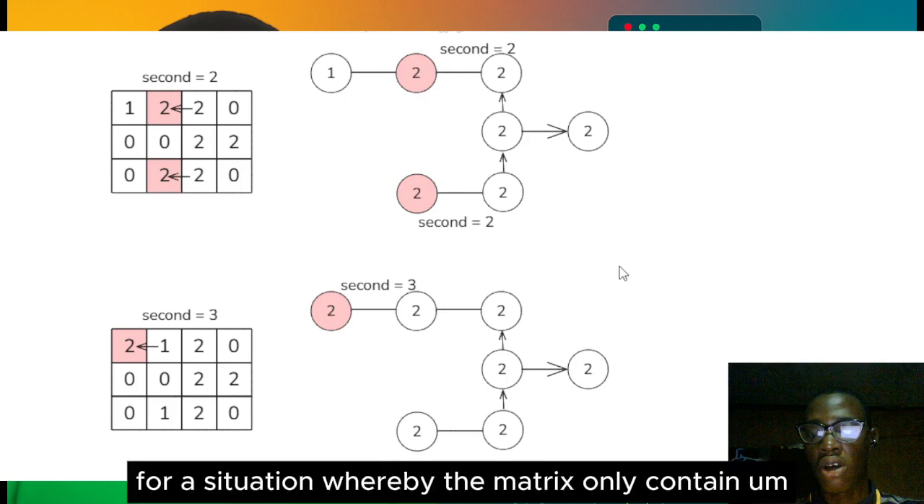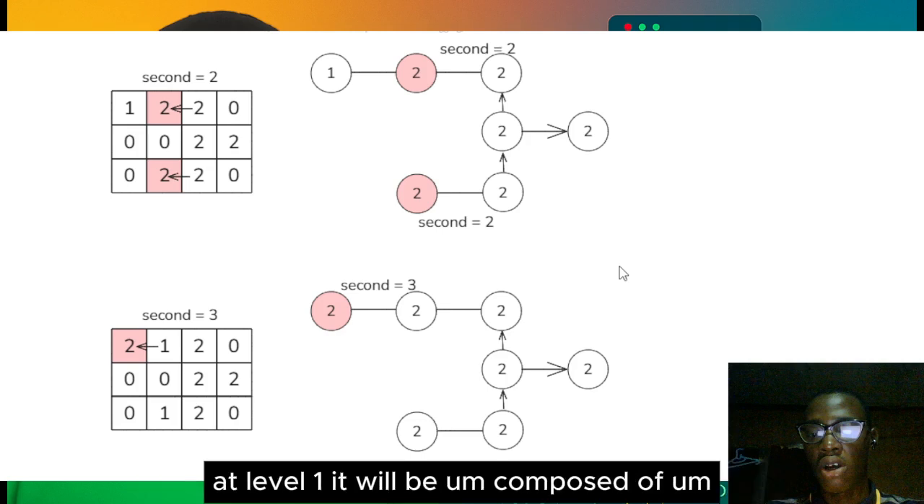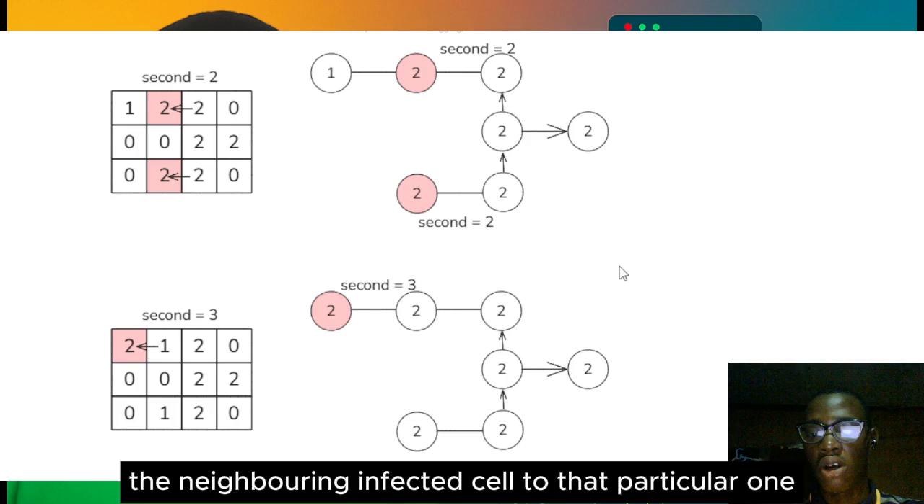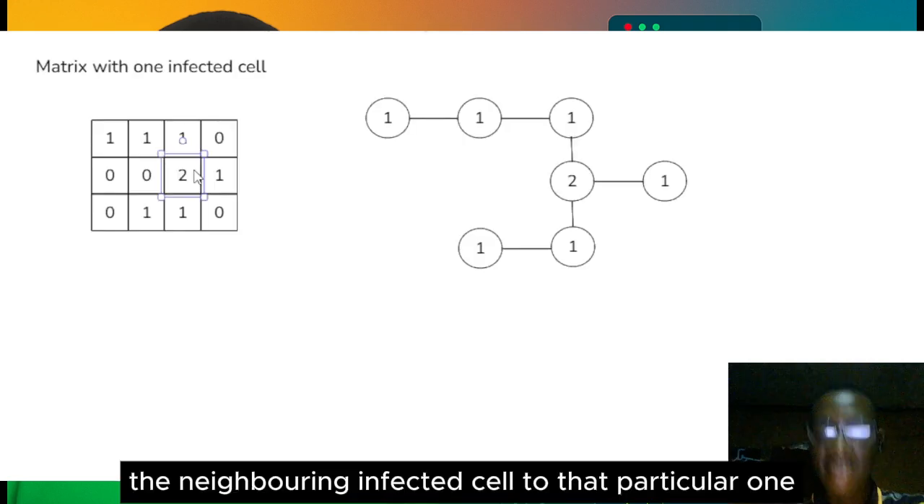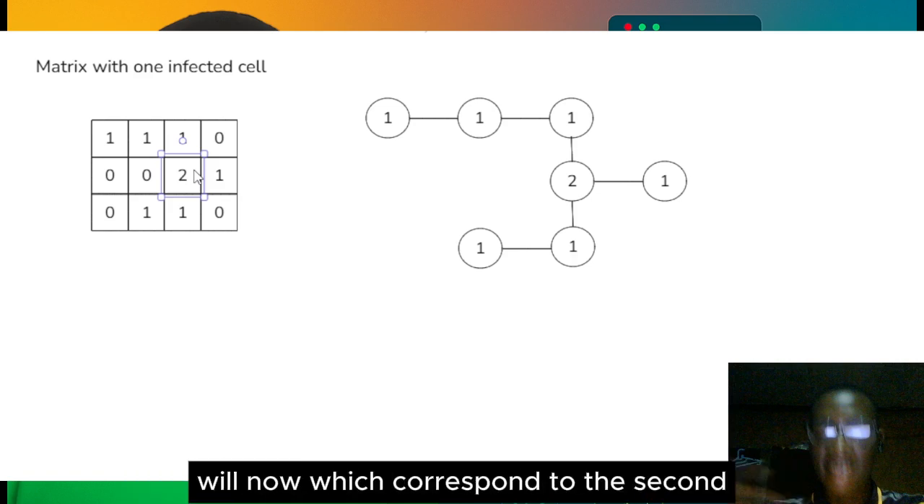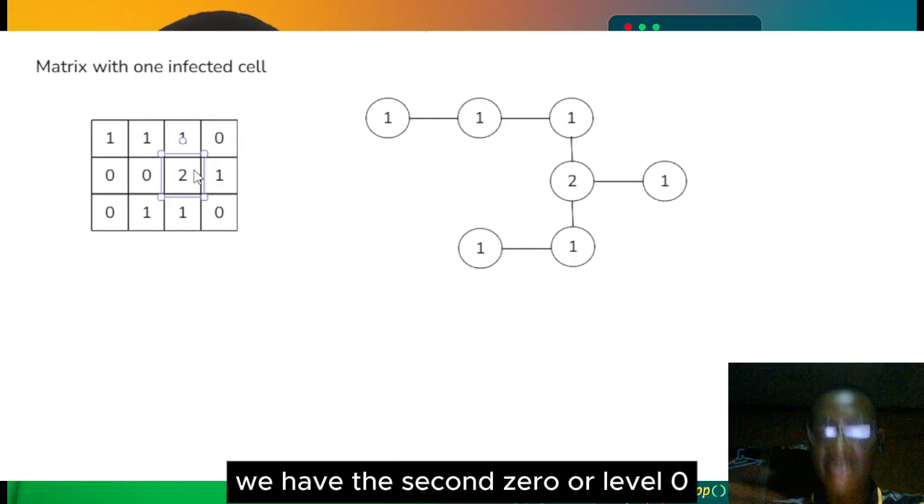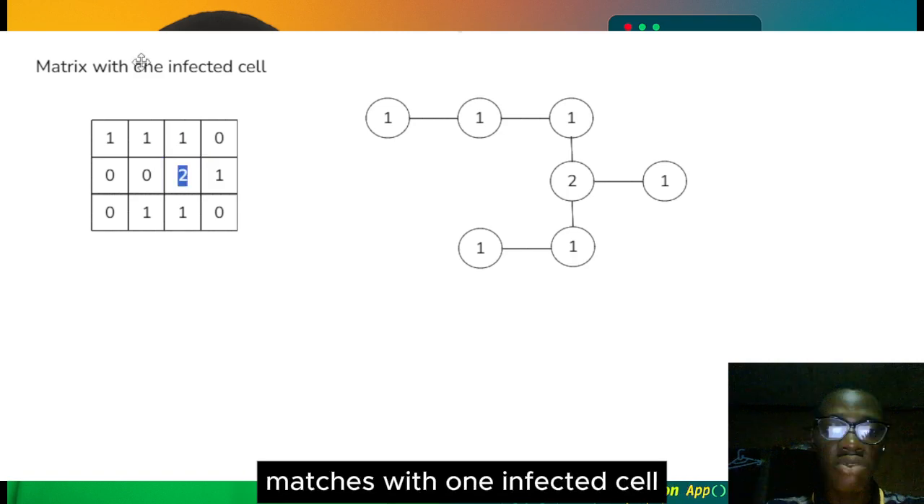So at level 0, for a situation whereby the matrix only contains one infected cell, at level 0 we have only one infected cell, right? At level 1 it will be composed of the neighboring infected cells to that particular one, so that will constitute the next level. And then level 2, which corresponds to the second 2, right? We have the second 0 or level 0 that actually corresponds to the only infected cell, right? Because we are dealing with a matrix with one infected cell.